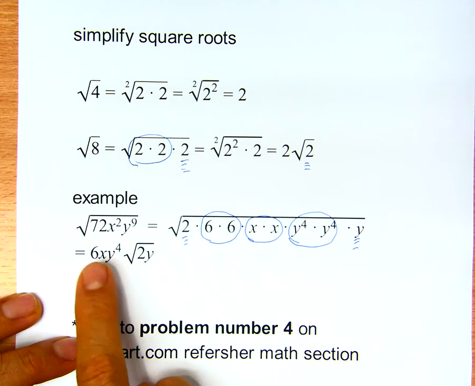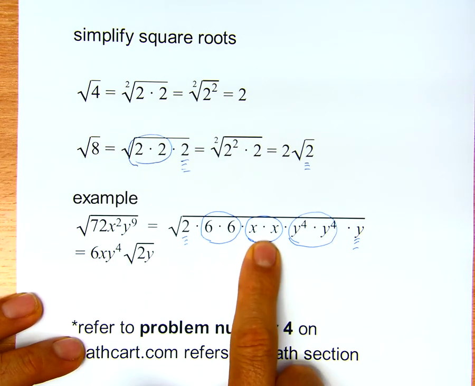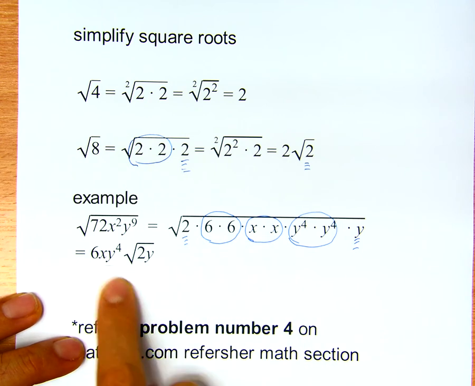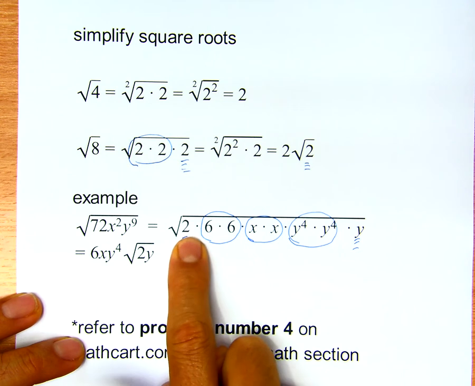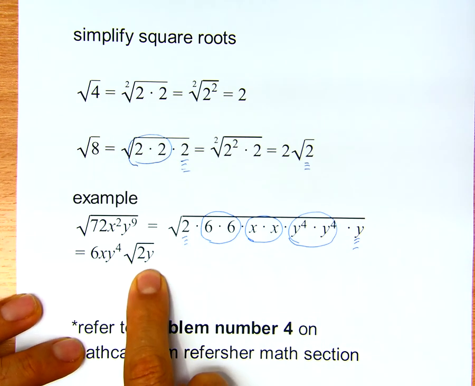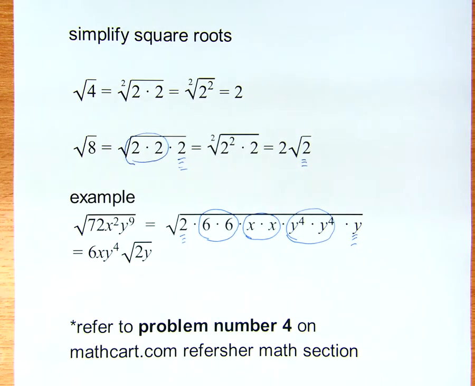So taking out the 6 to the outside, taking out this x to the outside, and taking out this y power 4 to the outside, and the 2 and the y left over inside. This is my simplified answer.